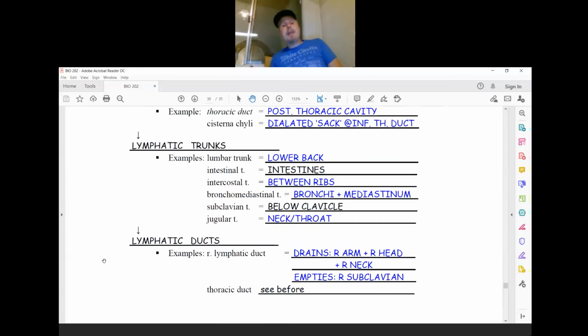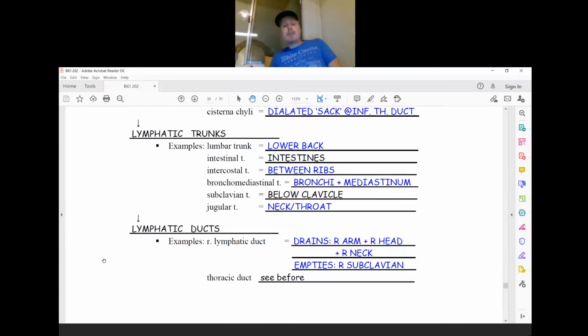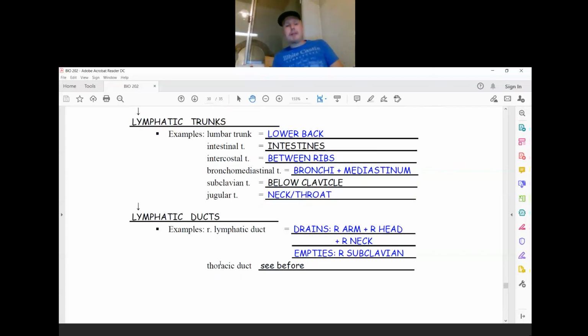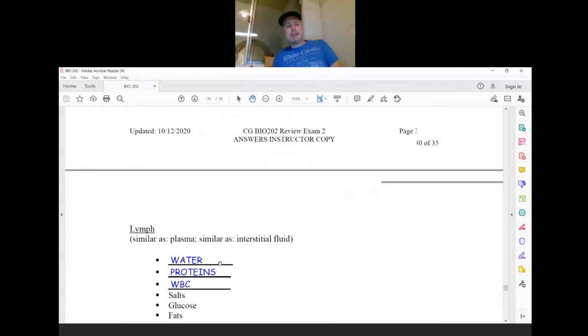And finally, the biggest ones are our ducts. So we end up, for example, with the right lymphatic duct that drains the right arm, the right head, right neck, and empties to the right subclavian. The thoracic duct was another one that I mentioned there as an example.